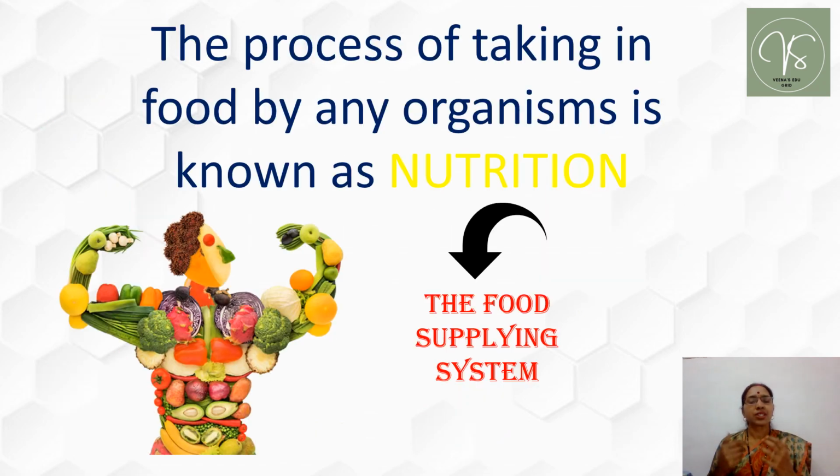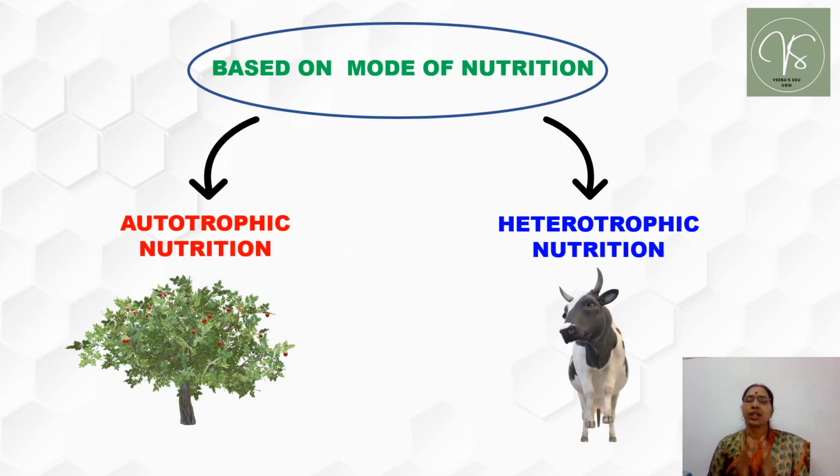Now, the process of taking in food by any organism is known as nutrition. So today we shall learn about the life process, that is nutrition, the food supplying system. Based on mode of nutrition, nutrition is again classified into autotrophic nutrition and heterotrophic nutrition. Now, what is autotrophic nutrition and what is heterotrophic nutrition? Let us learn about these in detail.